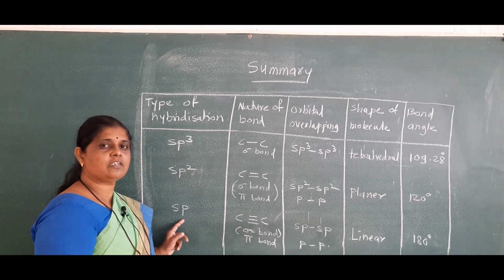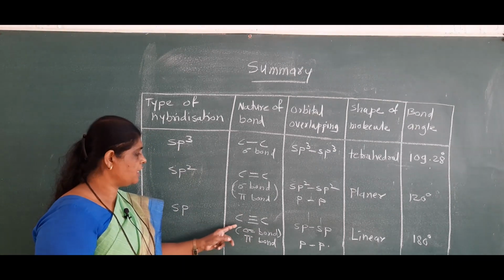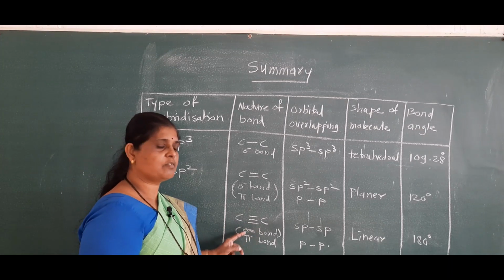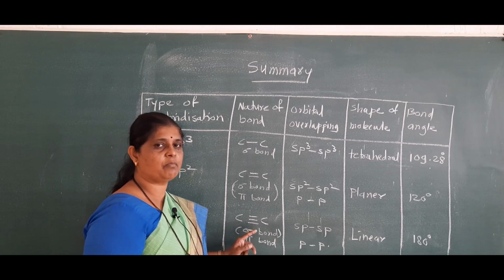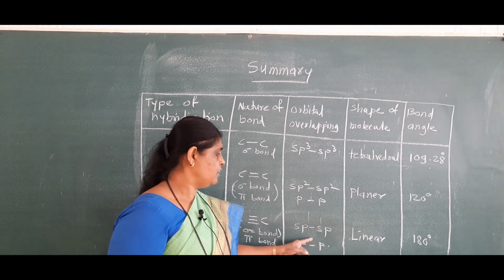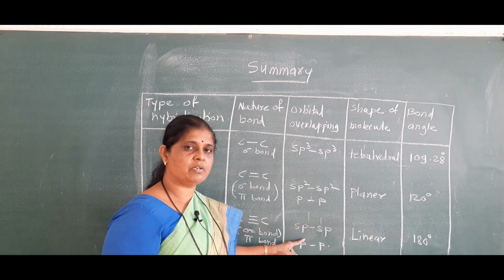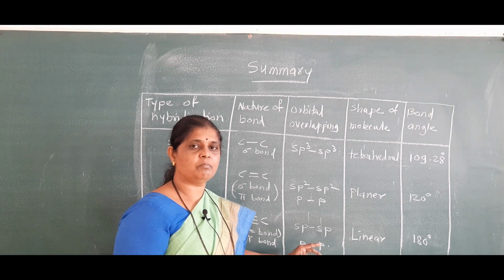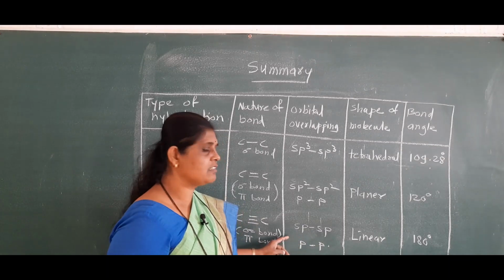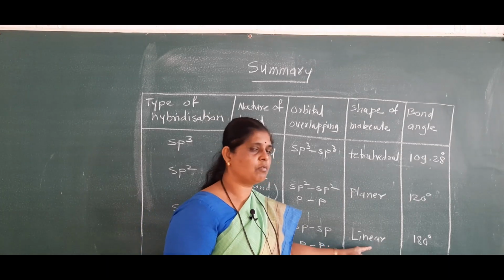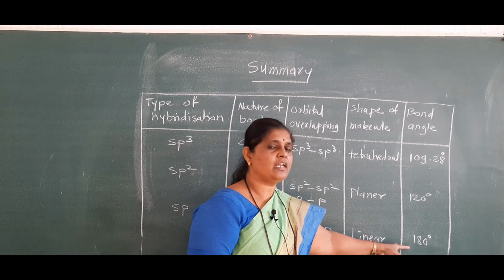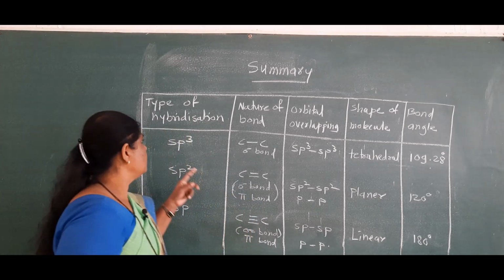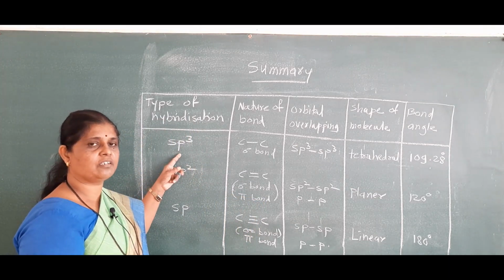When carbon atom is in sp hybridization state, at that time carbon triple bond carbon is formed, and carbon triple bond carbon is made up of 1 sigma and 2 pi bonds. Sigma bond is formed by axial overlapping of sp hybrid orbitals, while pi bonds are formed by lateral overlapping of p atomic orbitals. And when there is sp hybridization, the shape of the molecule is linear and the bond angle is 180 degree.